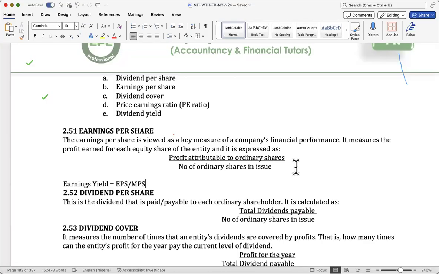But if the guy that is getting 2 naira bought those shares for 1 naira, that's 200%. That's what earnings yield does for us. It shows us the actual return on these earnings.